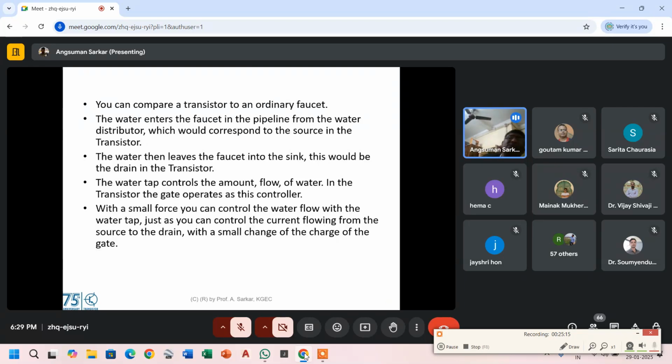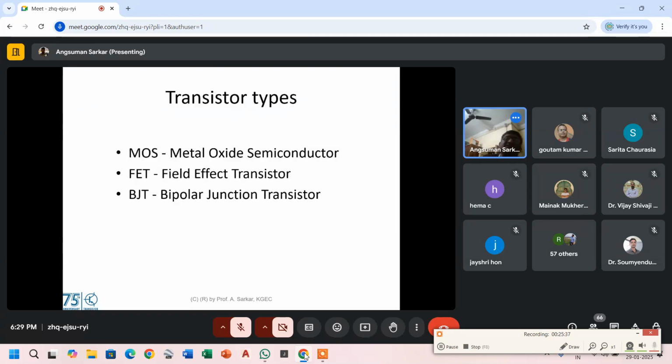You can compare a transistor to an ordinary faucet. Water enters the faucet from the pipeline, from the water distributor, and then water leaves the faucet into the sink. That is the drain terminal, the other is the source terminal, and the water tap that controls the flow of the water we can call the gate terminal. Transistor types: there are basically three types of transistor, or there are many more also. MOS means metal oxide semiconductor, FET means field effect transistor. There is an alternative structure called the bipolar junction transistor.